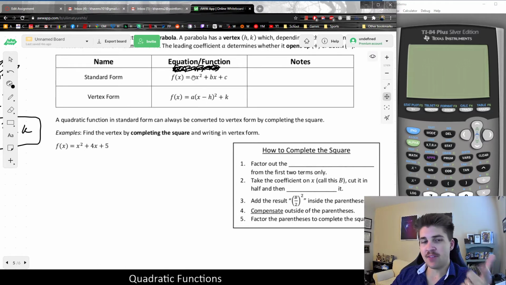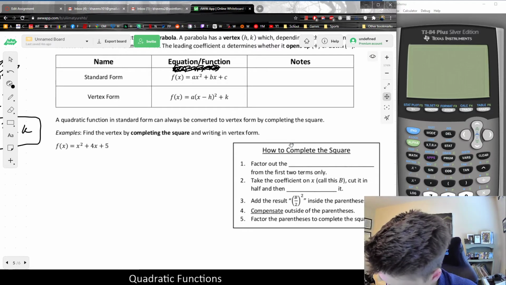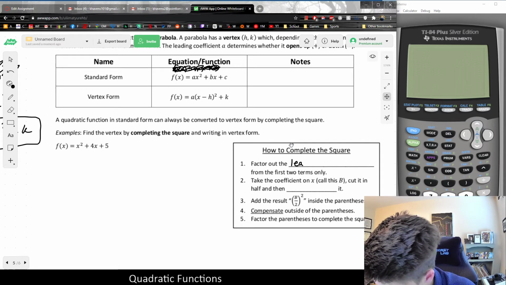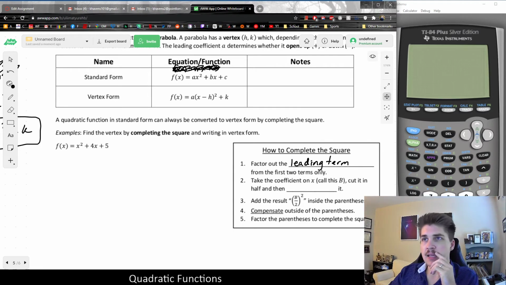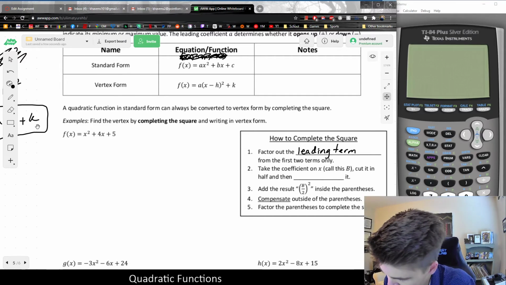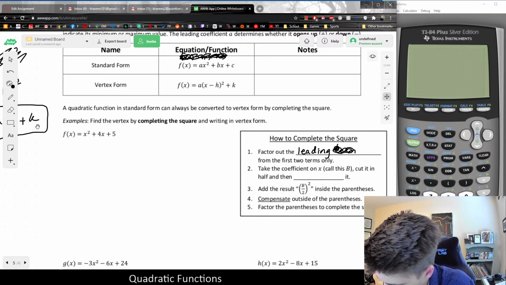But notice that here we have ax squared, but in the vertex form, we have a parentheses x squared. So the first step to actually completing the square is always to factor out the leading coefficient from the first two terms only. And there's a reason why you only want to do it from the first two terms. You don't want to factor out the whole term. That would not make sense.